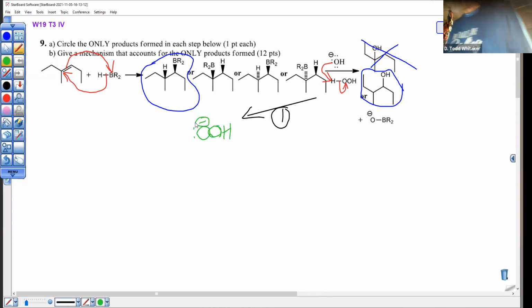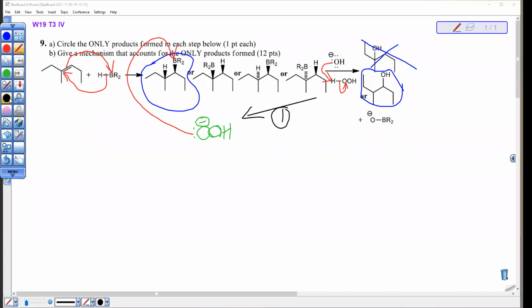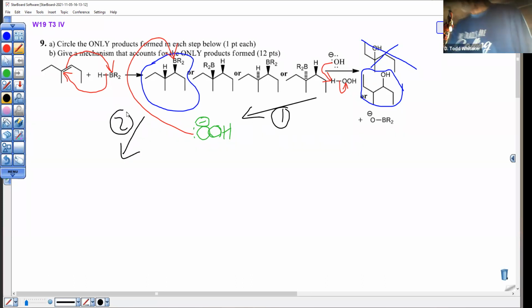This is the first time you generated an oxide anion. This time and the next time, you will do the same thing with the oxide anion. You will attack boron. You will be making a 4th bond to boron. This is step 2. We're going to make this.